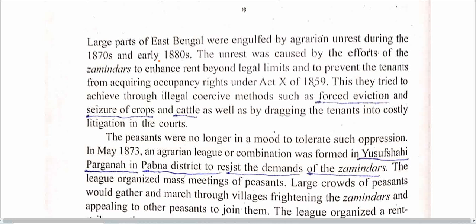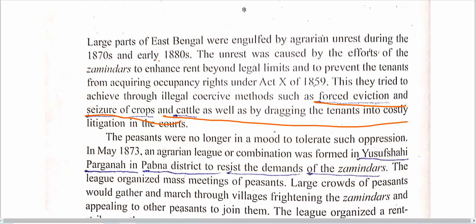Large parts of East Bengal were engulfed by agrarian unrest during the 1870s and early 1880s, caused by the efforts of the zamindars to raise rent beyond legal limits. Under the Act of 1859, they tried to achieve this through forced eviction and seizure of crops and cattle, and by dragging tenants into costly litigation. You can see that these are the oppressive measures used against the peasants. The peasants were no longer in the mood to tolerate such oppression.